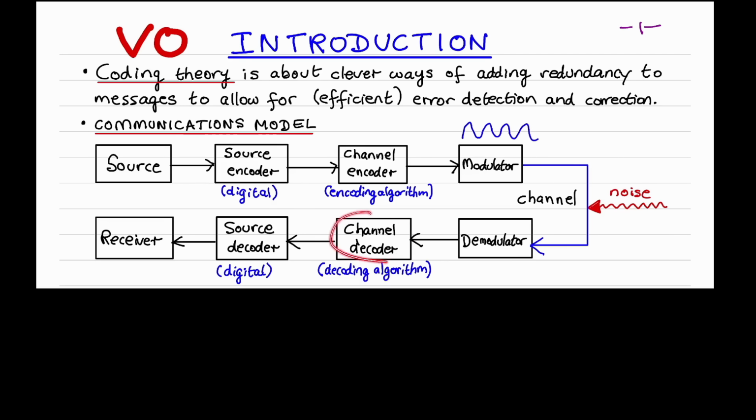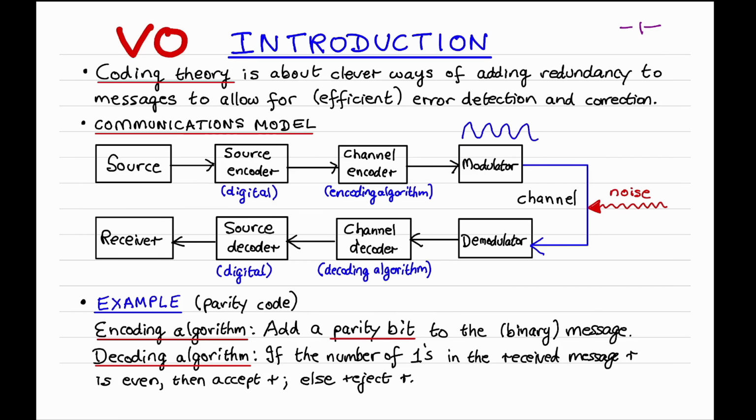The channel decoder applies the decoding algorithm that decides whether errors have occurred during transmission, and if they have, it tries to determine what the most likely code word is that was transmitted. These code words are then passed on to the source decoder, whose job it is to transform the code words back to their original format.